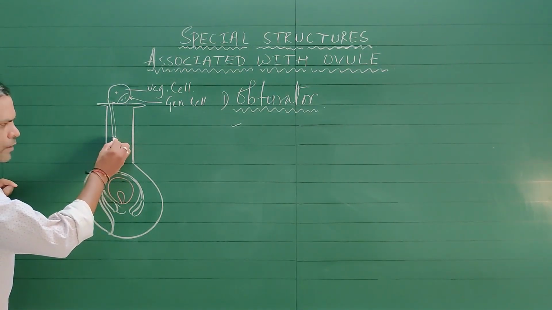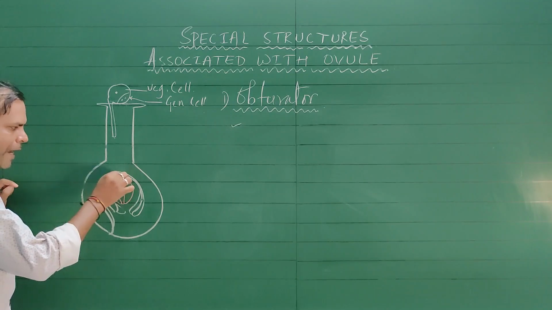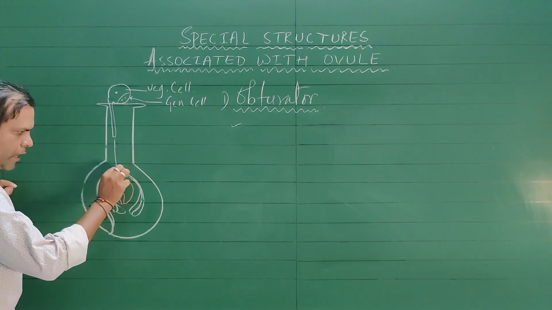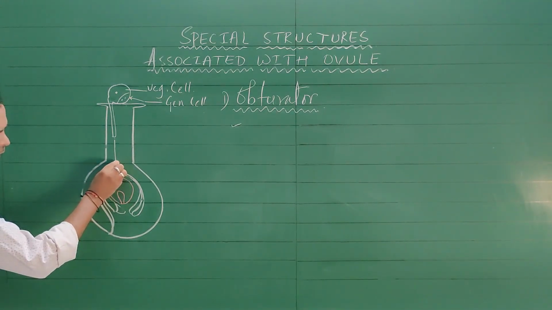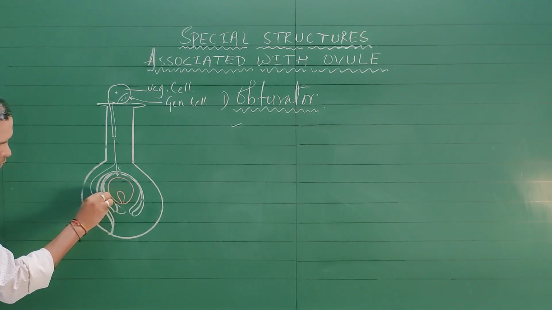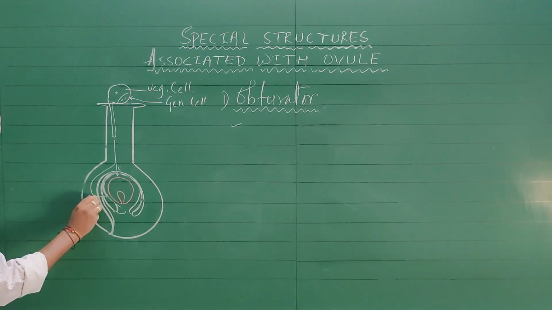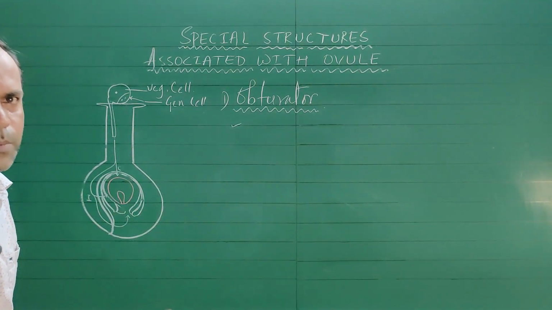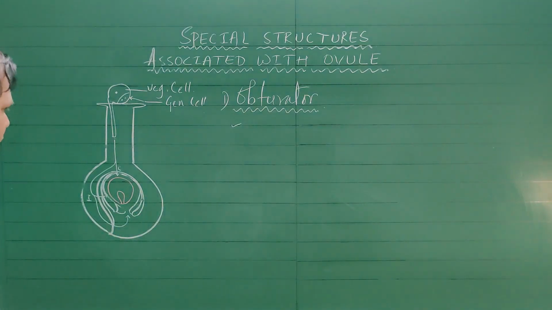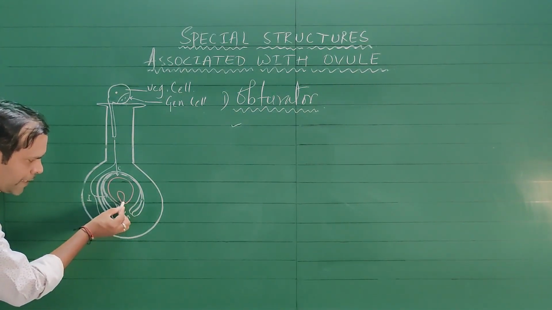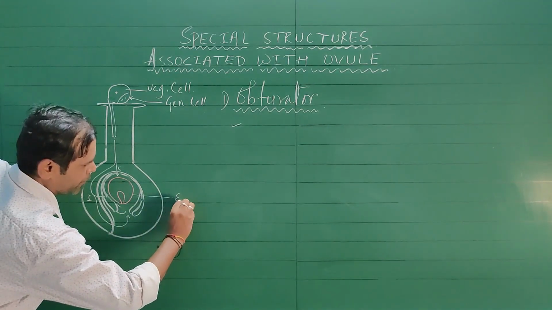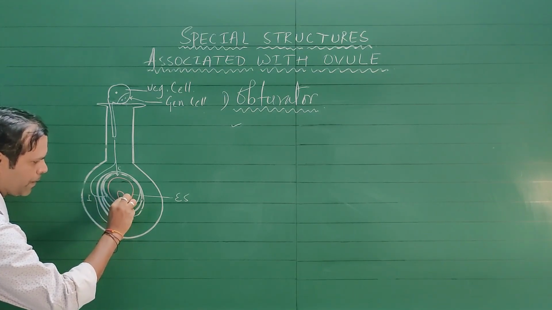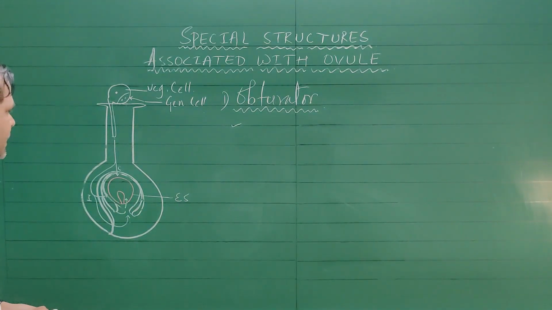Now, this pollen tube can enter the ovule by many ways. It can enter through chalaza end, or through integuments, or through micropyle. So there are three ways by which pollen tube can enter the ovule, but it always enters the embryo sac through micropyle. This we need to remember.